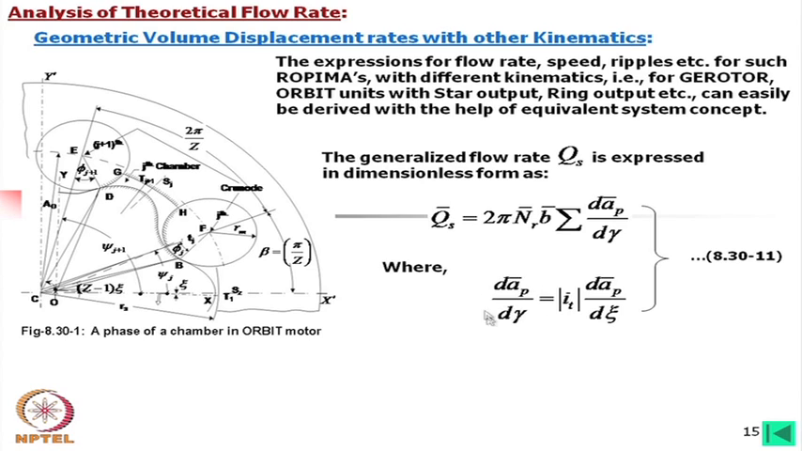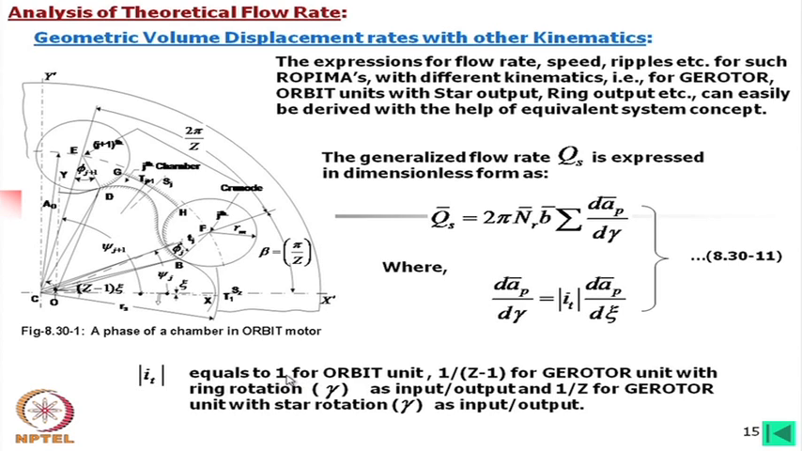Now, this angle is nothing but the transmission ratio into this angle. This transmission ratio we have derived separately, which is not given here. So, if you would like to use this formula directly, you have to know this transmission ratio in terms of the gearing between the star and ring, which is available in tabulated form in one of the references. Obviously, in case of orbit motor, we will put this as 1. So, we can easily calculate this, or simply this will be replaced by 1 in case of orbit motor. Here I have written 1 for orbit unit. So, without following the table, you can still calculate this if you follow this.